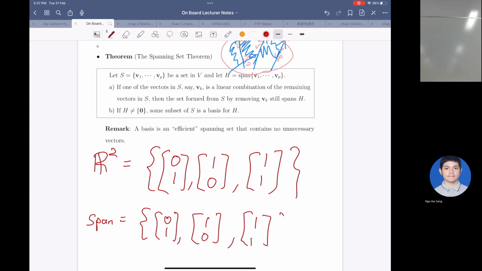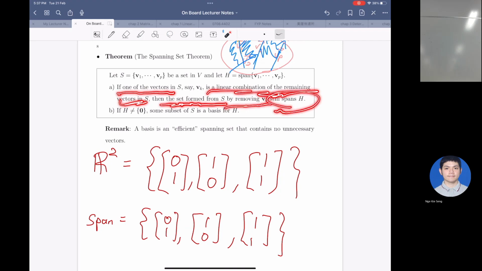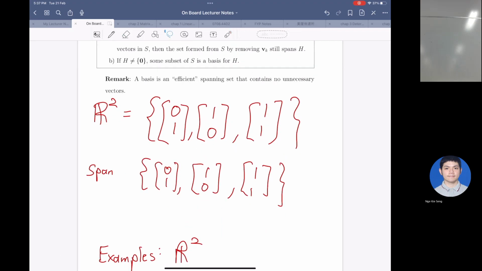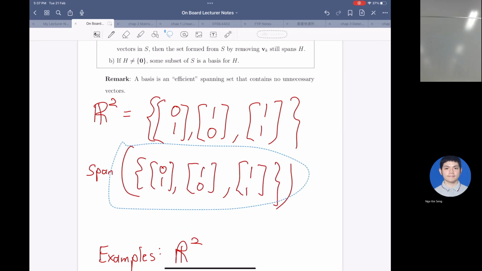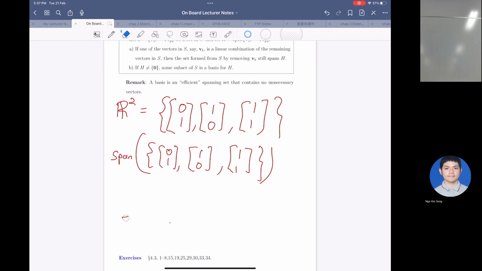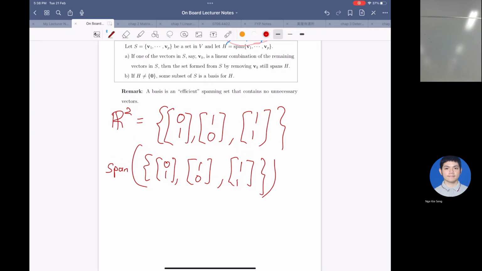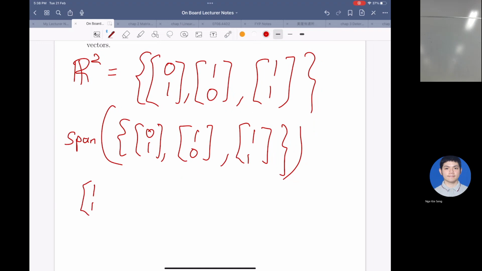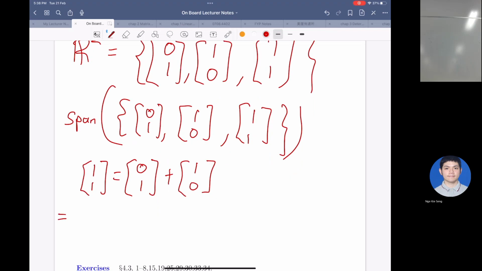The statement said if one of the vectors is a linear combination of the remaining vectors, the set formed by X by removing vk still spans H. That means the span of this is equal to the span after we remove one of them. Anyone know what we can remove? Who can be written as a linear combination? In this case, you can see that (1,1) is equal to (0,1) plus (1,0). So by this theorem, the span of these 3 vectors is actually the span of (0,1) and (1,0). Actually they are the same.